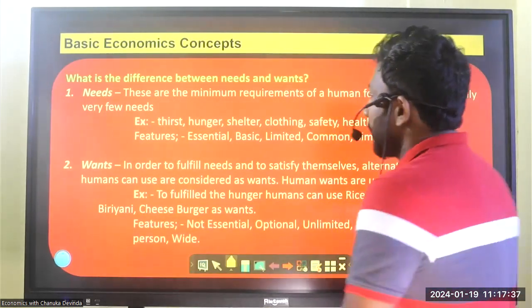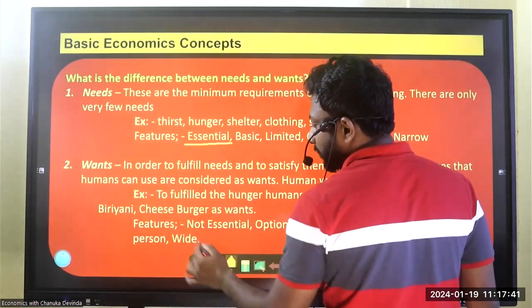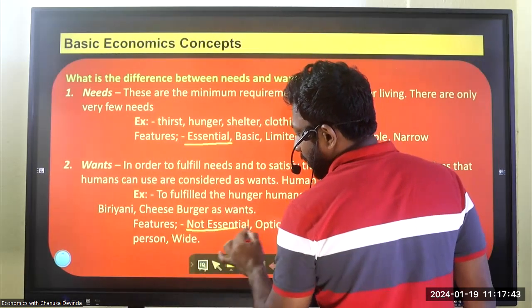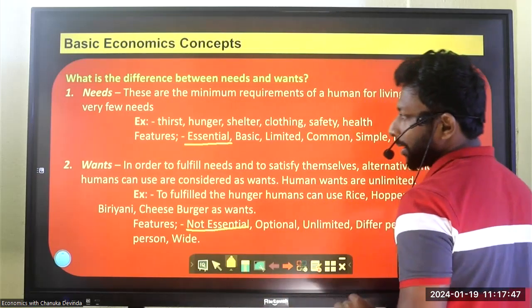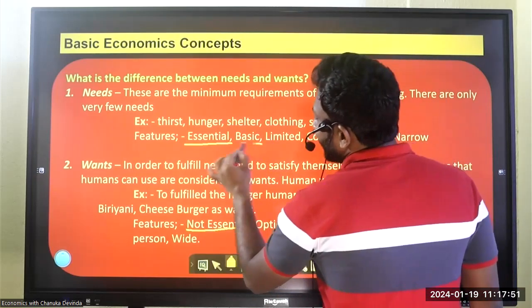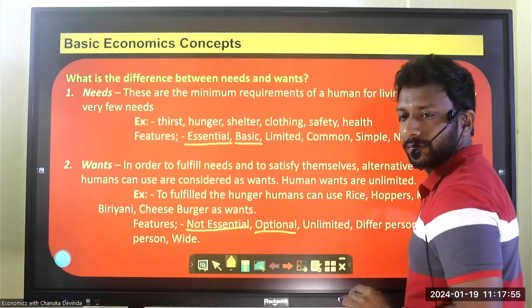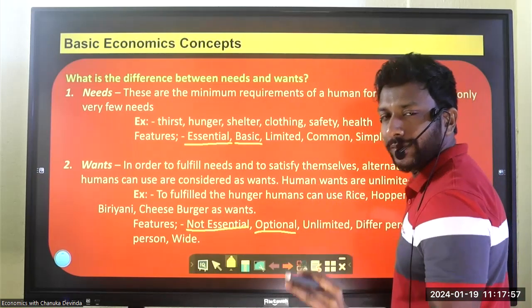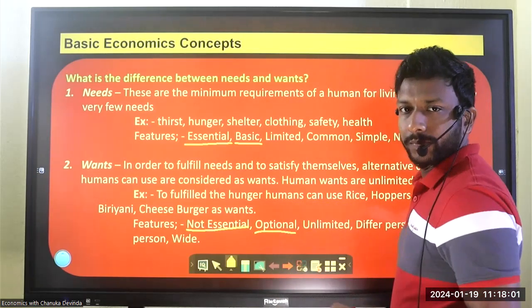Features. Even though needs are essential, wants are not essential, right? Even though needs are basic, wants are optional. We can choose what to satisfy and what we can avoid, right?